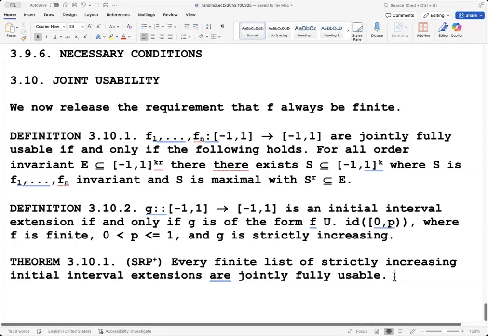initial interval extensions are jointly fully usable. And this generalizes stuff that we know how to reverse. So this statement is also equivalent to Con(SRP) and all that. But this is important because I can put conditions now on the nature of those intervals, or put conditions on the structure of these initial intervals.